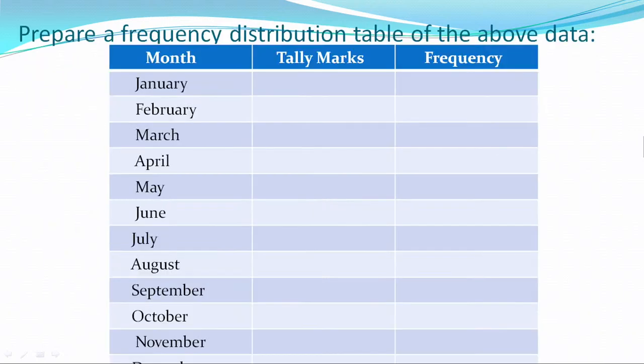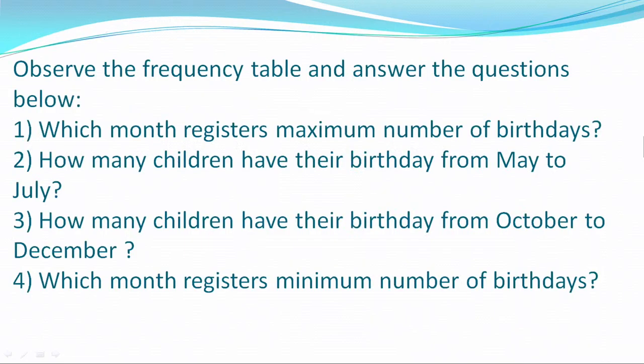Prepare a frequency distribution table of the above data. In this you will make three columns. First will show the month, second tally marks, and third frequency. See, you can list down the months, 12 months are there: January, February, March, April, May, June, July, August, September, October, November, and December. And tally marks, as you have learned, children, you can mark there. Suppose 5 students are there, so 4 vertical, and the 5th will be a line crossing, so that it makes it easy for you to count.